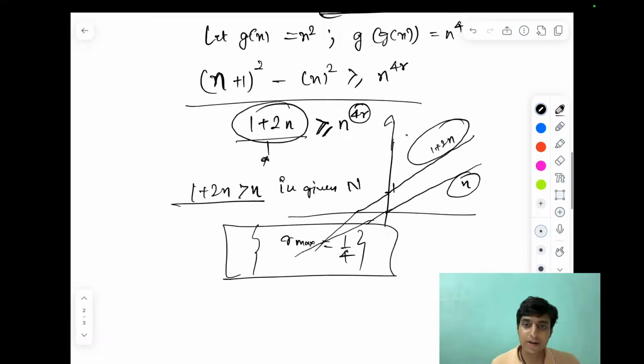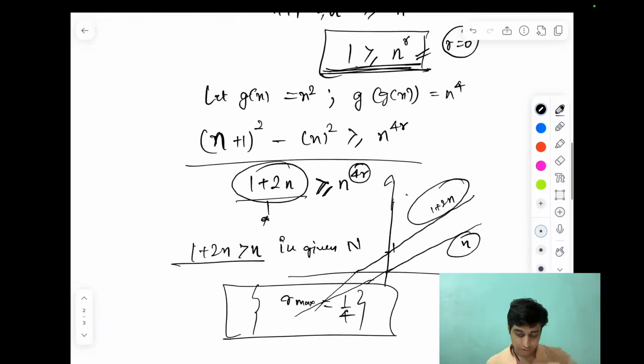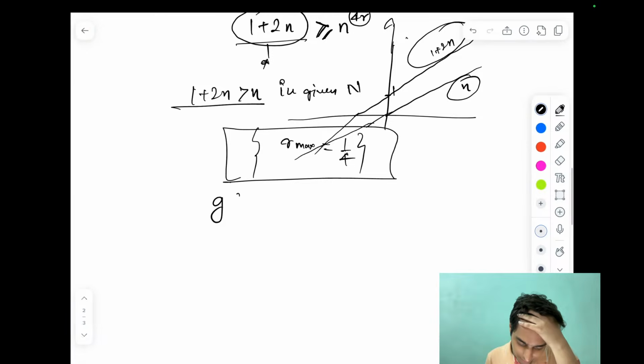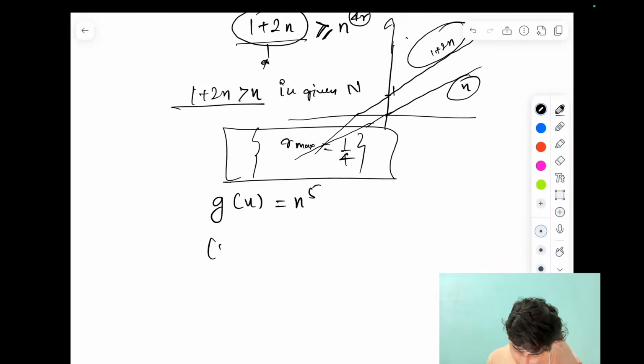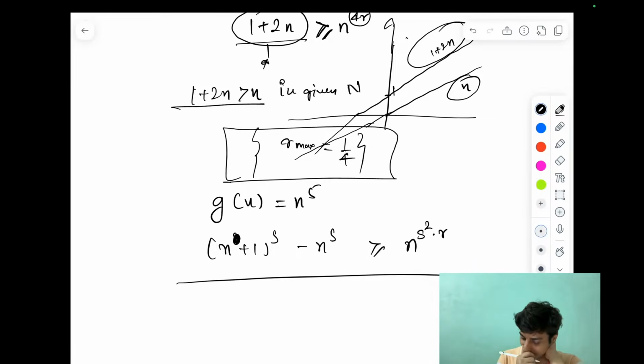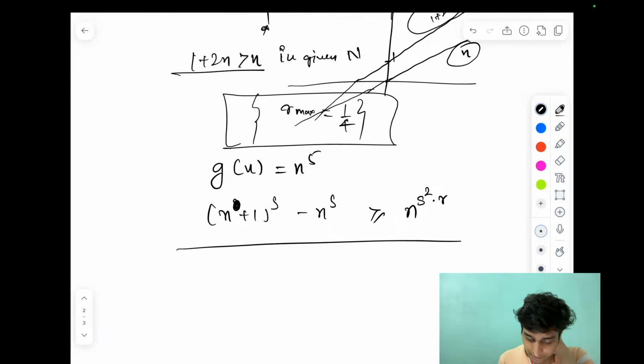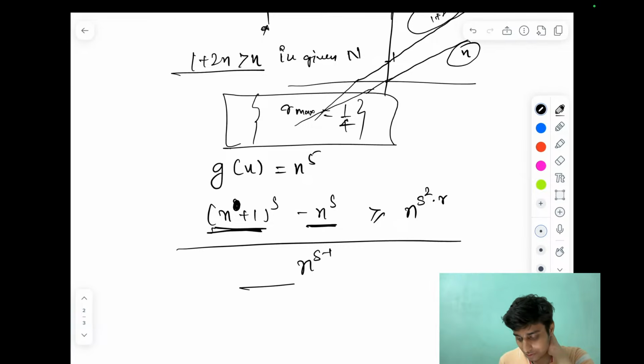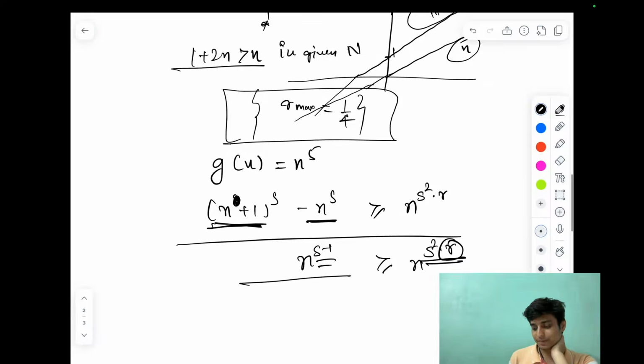Let's check whether r max would increase or decrease. I can see that if we suppose g of n to be n to the power s, then g of g of n is n to the power s squared, and n to the power 1 plus s minus n to the power s would simply go to n to the power s squared into r. This could be a general function. And I can see from here that whatever I do with these, it would be n to the power s minus 1's coefficient. And for this to hold, s squared times r should always be less than s minus 1.